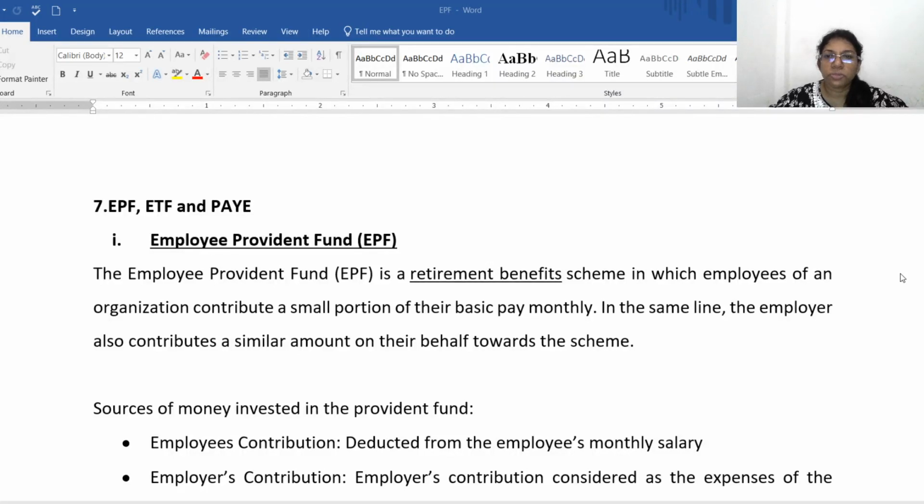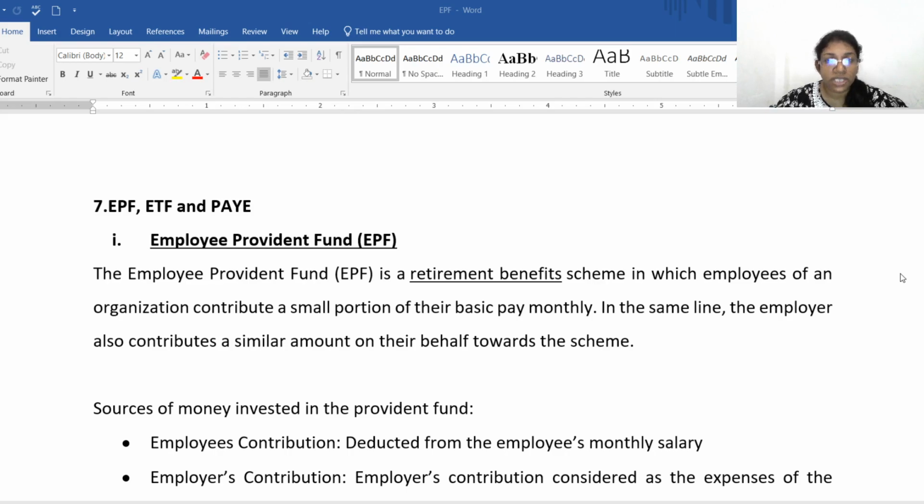Welcome back to adjustment entry number 7, payroll entries, EPF, ETF and PAYE. The EPF is the Employee Provident Fund. This is a retirement benefit scheme to which employees of an organization contribute a small portion of their basic pay monthly. In the same line, the employer also contributes a similar amount on their behalf toward the scheme.